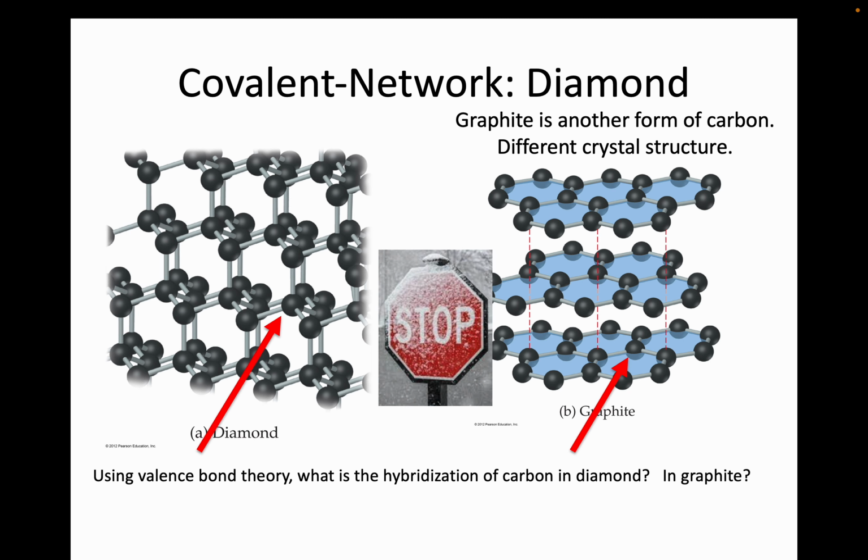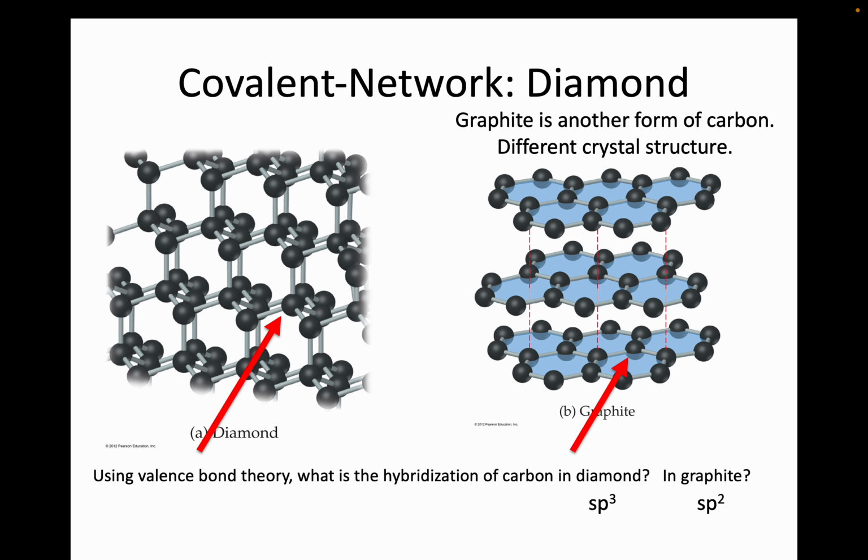Now, let's connect this to valence bond theory. What's the hybridization of carbon in diamond? What's the hybridization of carbon in graphite? Give that a try. As we look at diamond, we have this tetrahedral that's repeated again and again. If it's tetrahedral, it's sp3 hybridized. In graphite, I see three neighbors making it trigonal planar. That would be sp2.